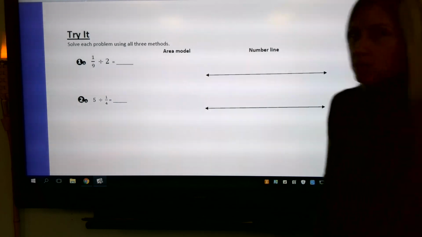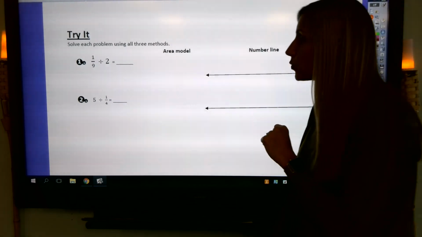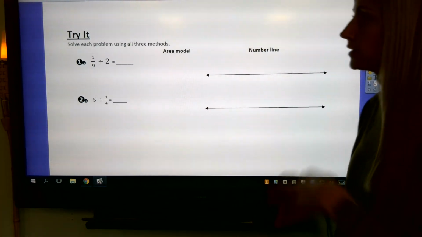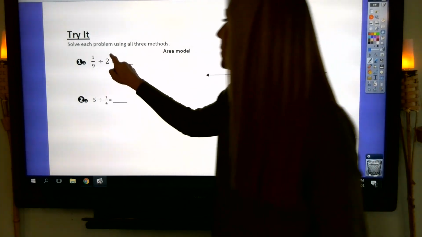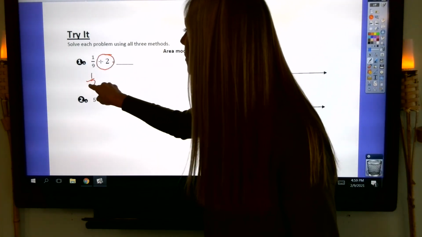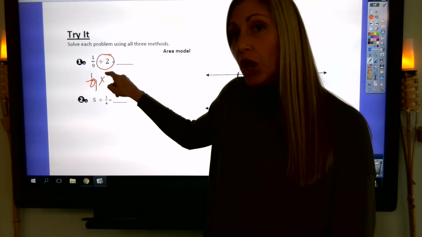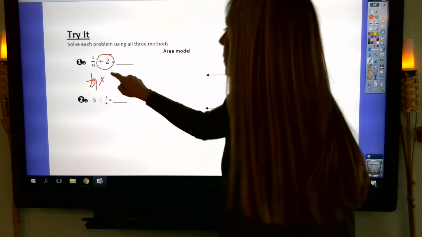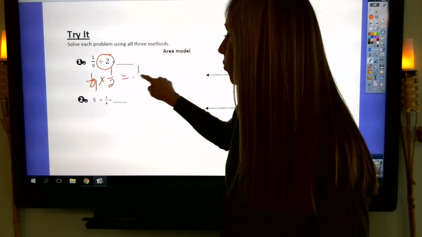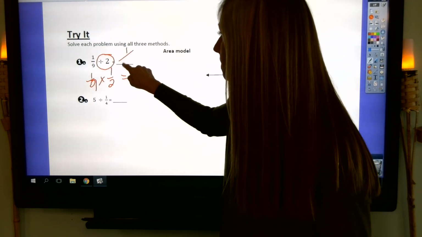Okay, so let's try these out. We're going to try all 3 methods here, and we are going to do the inverse, the area model, and the number line. Okay, so remind me, with the inverse, what do we do? 1/9, what are we going to change it to? Multiplication, and then if it's a 2, the inverse of 2 is a half. So we can multiply straight across now, and it's just a 1 over 18. That's our answer, 1 over 18.